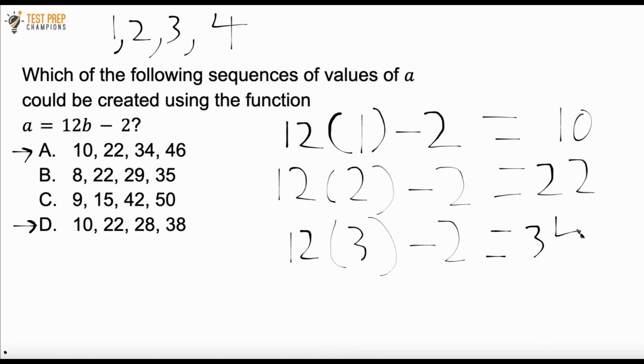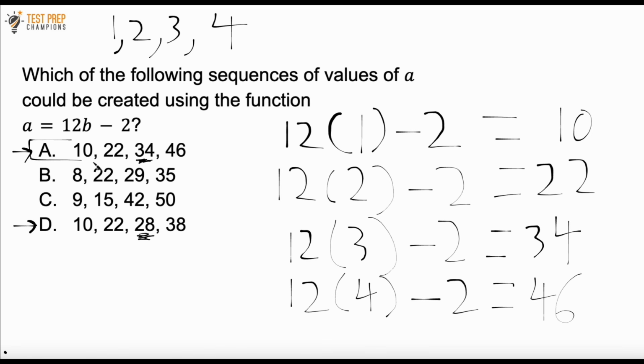So at this point, we don't need to test 4 because we can already see that A is the correct answer here, because we see that we have 34 here, and down here in D, we see that we have 28 here, but we can test 4 anyway just for repetition. So 12 times 4 is 48, minus 2 is 46. So the correct answer here is A.